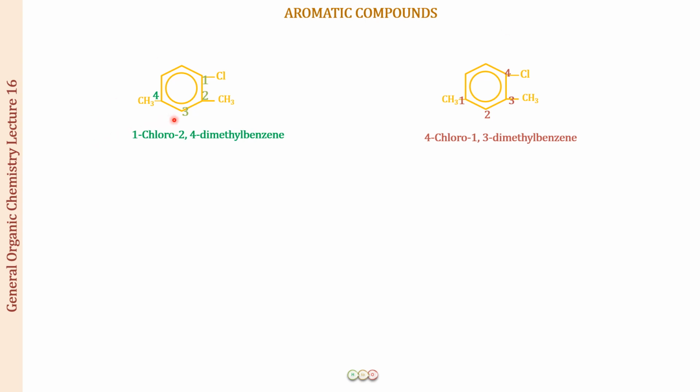If you number it this way, the name of the compound will be 1 chloro 2 4 dimethyl benzene. So it is 1, 2 plus 4, the sum is 7. And if you number it the other way, it is going to be 4 chloro 1 3 dimethyl benzene, and the sum of the locants is 4 plus 1 is 5, and 5 plus 3 is 8. So this is 7, this is 8, so the correct structure is going to be this one. We are going to number the substituents in such a way that they get a lower number according to the lowest sum rule.